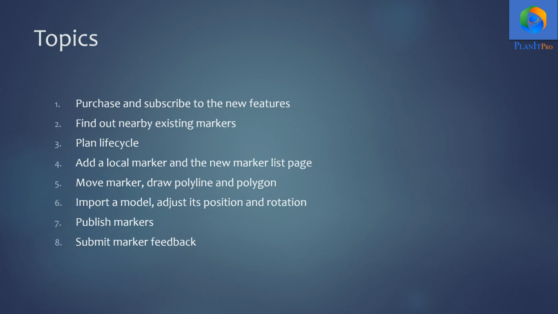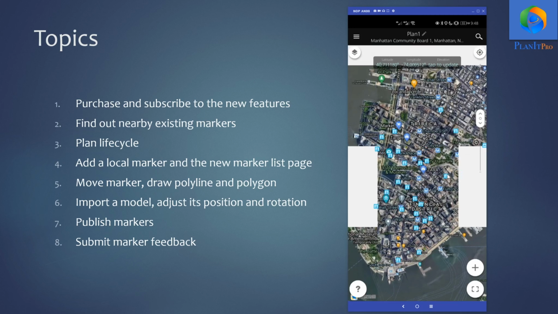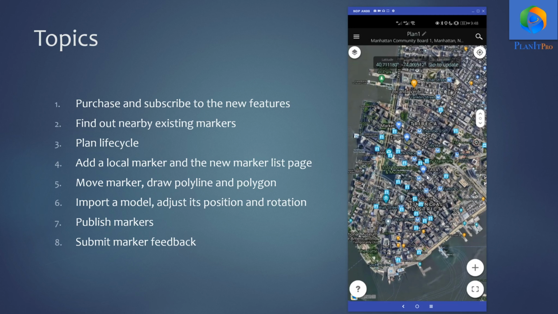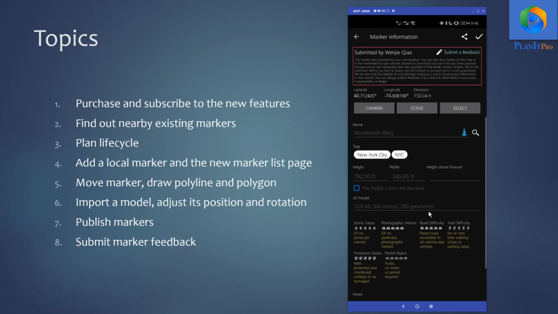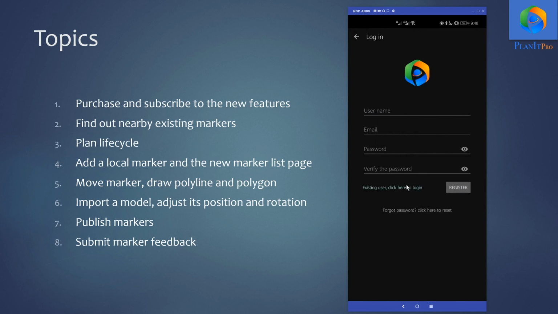The next one is how to submit marker feedback. To do so, you just select any existing published marker. Let's say, for example, this one, then you can click on this info button. From here, you can see this marker was published by myself, and you can submit the feedback right here. You need to log in first. Let me just log in here.